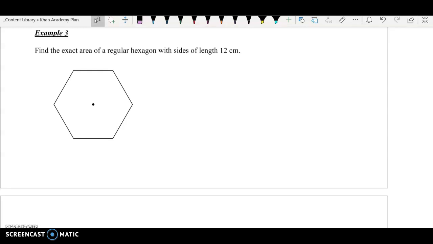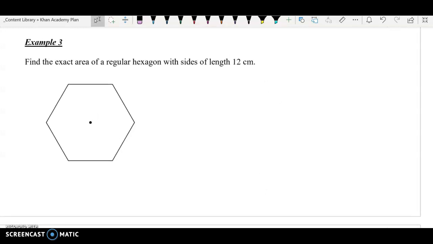All right, next one. We want to find the exact area of a regular hexagon with the sides of length 12. So I'm going to put 12 here. Now again, we have these triangles, right? That's what we're trying to focus on, is finding these triangles. So I'm going to drop down my apothem here. All right, so again, we need to find the area of that one triangle to start, right? So in order to do that, we need to find the height.